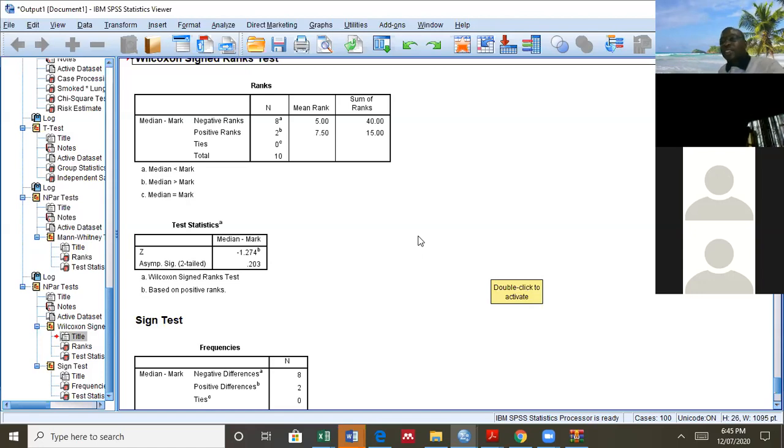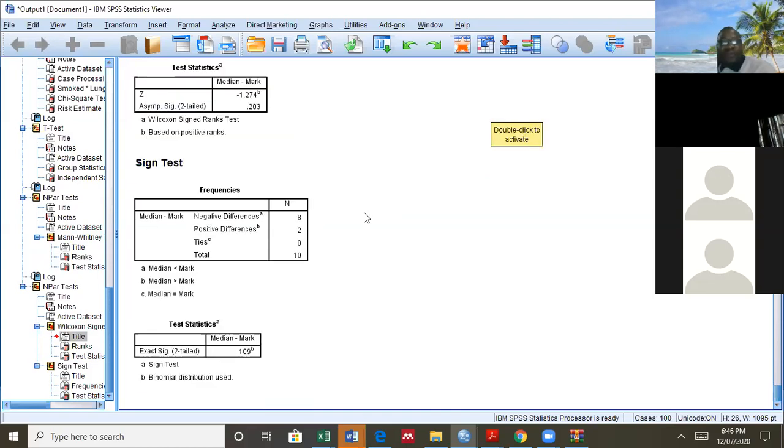So if you look at this, there are two things we did there. We did Wilcoxon, we also did the sign test. The sign test also is not significant. The sign test is the one down. Larry, scroll down. The sign test, the positive is 2 and the p-value is 0.109. Yeah, it's not significant. So both the sign test and the Wilcoxon signed-rank test are not significant.